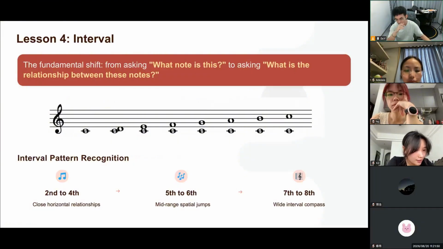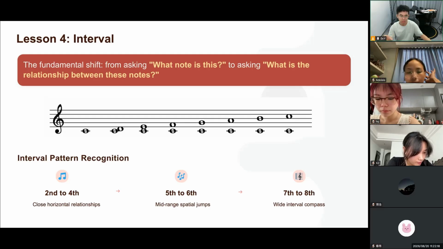Okay, lesson 4, interval. In traditional sight reading teaching, students are often asked to memorize what is this note, what is the next note. For example, when they see C to E, many students' first reaction is, where is C, where is E? But for fast reading, this way of processing is not efficient. Because when reading unfamiliar music, students don't have enough time to check every single note one by one.